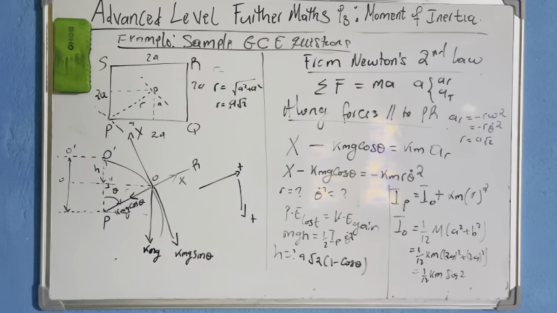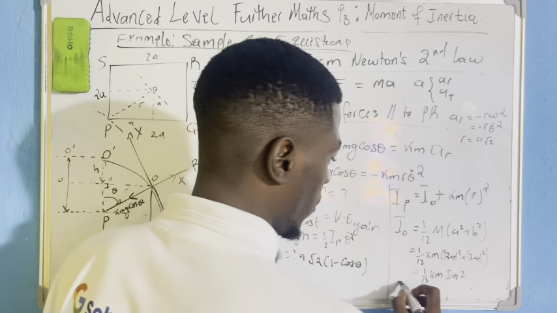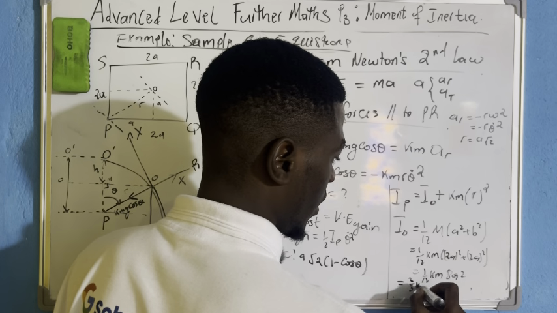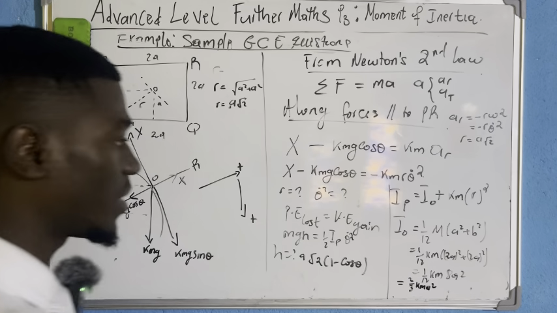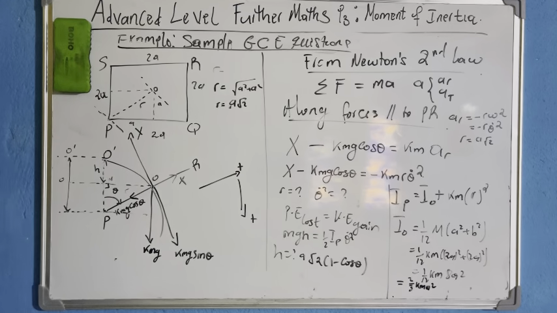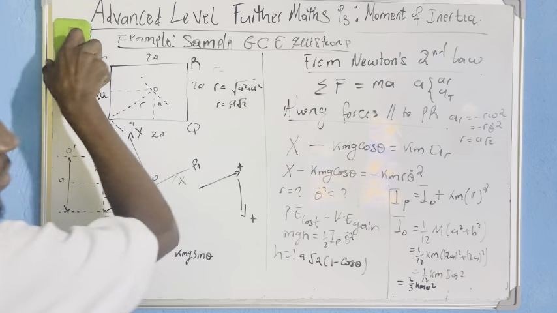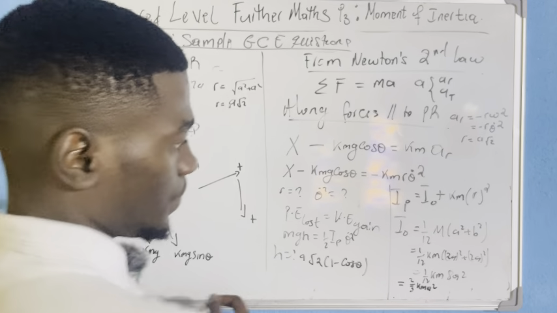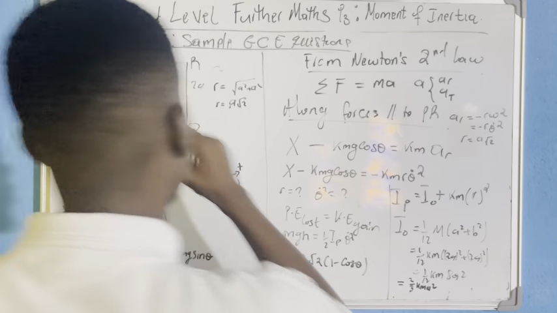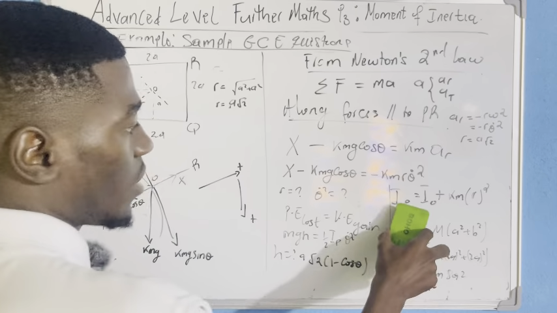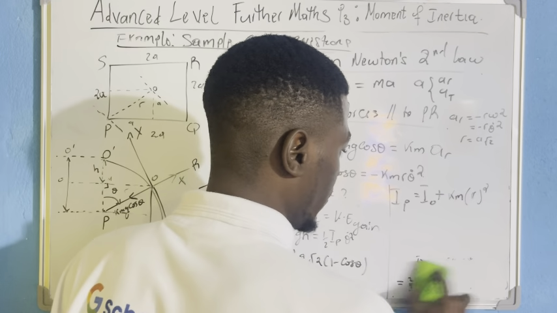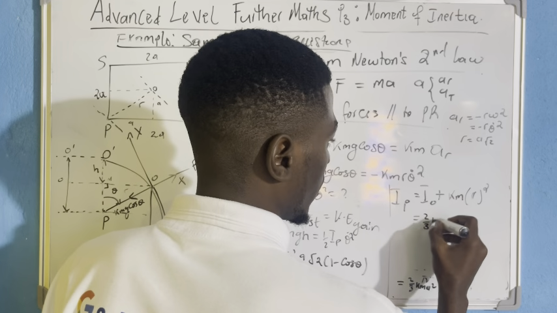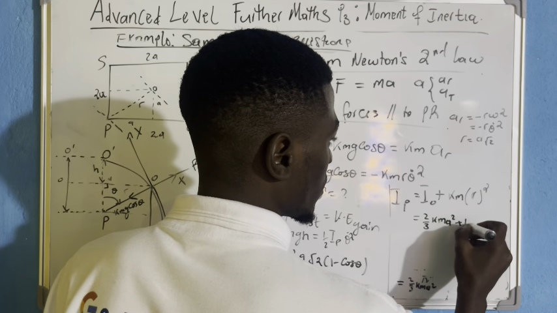So 4 can cancel. When 4 cancels, I will have 2 all over 3 km a square. So that is the moment of inertia of the square about its center. When I have the moment of inertia of the square about its center, I can now calculate the moment of inertia of the square about the point of pivot P. So I will have simply 2 all over 3 km a square plus km.